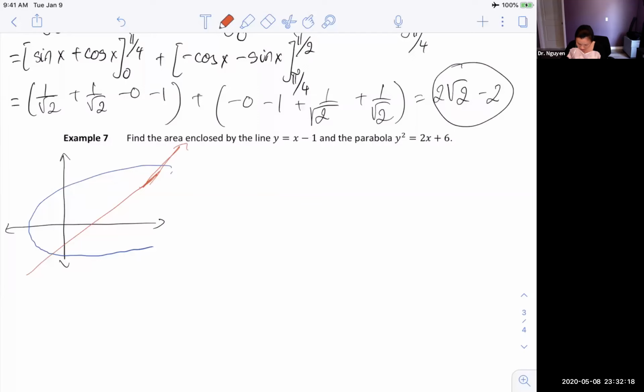Okay. All right. So here's the problem. As you can see, now we don't have top, bottom, but we have left and right, right? And if you want to evaluate those two, of course, we have to find the points of intersection as well.